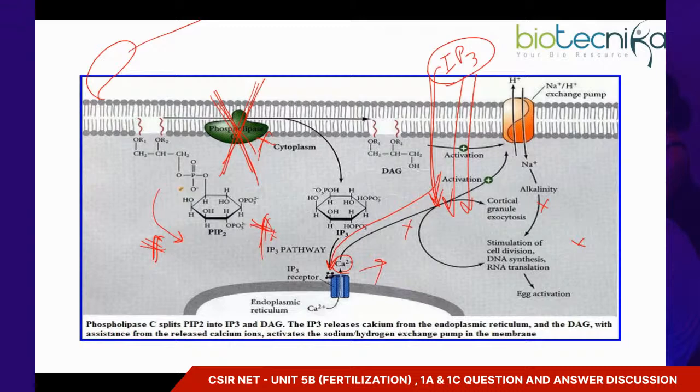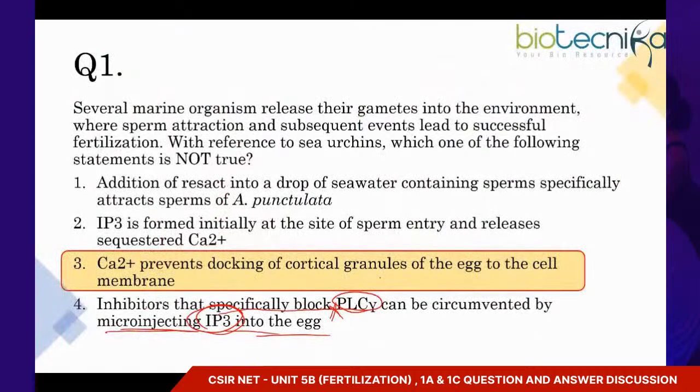So it can be circumvented, which means it's a workaround. It's another way of making this happen. So that's why this statement is also correct. If you have inhibitors that block PLC, that can be overcome. In very simple words, the result can be overcome if you simply microinject IP3 into the egg. Still, it will allow the fertilization responses to take place and the egg will be activated. Yes, it will work.